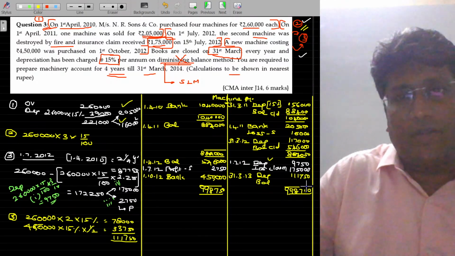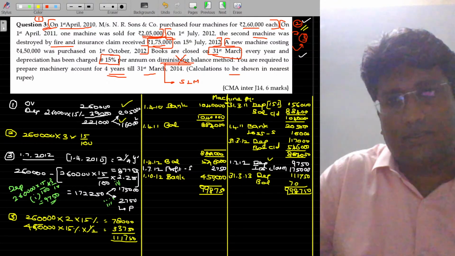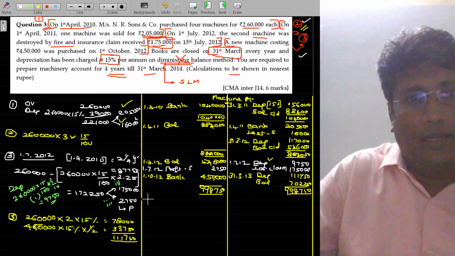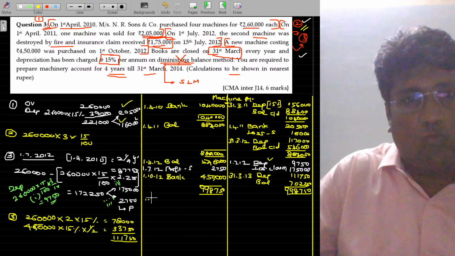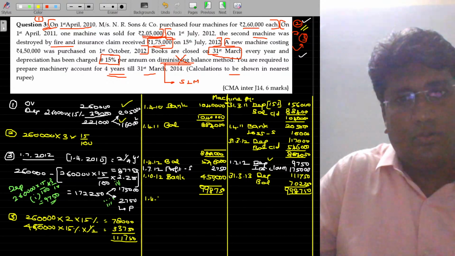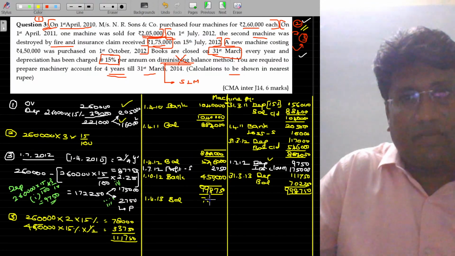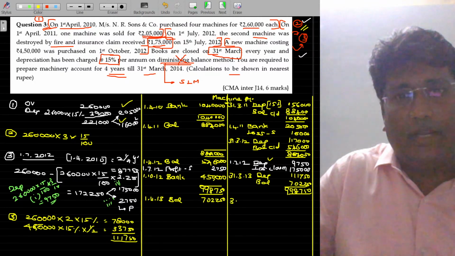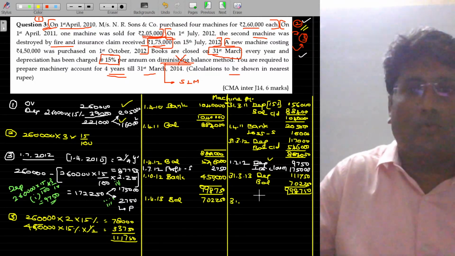Seven lakhs 2,250. Am I right? Yeah, 7 lakhs 2,250. And in the next year, the last year, 1,413, opening balance being 7 lakhs 2,250. In the last year, we have only depreciation, no more purchases, no more sales.